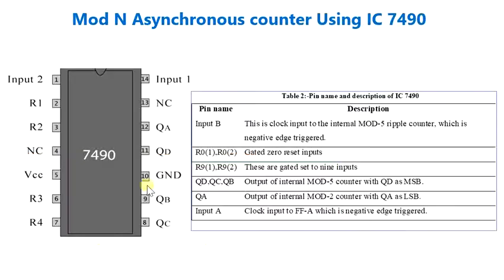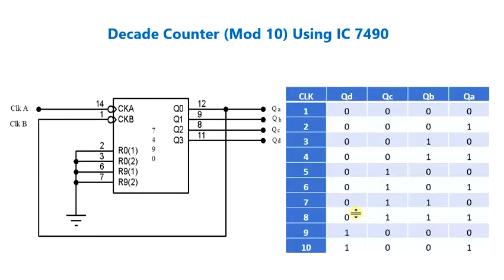The same thing has been illustrated here in this particular description, and we have the reset pins and the outputs. If you want to obtain a mod 5 counter, you need to make use of QD, QC and QB, whereas for a mod 2 counter you need to make use of QA, wherein QA itself is the LSB, whereas for mod 5 QD will be the MSB. So let us check out how to use this particular IC to generate a decade counter, and we have various other counters that can also be obtained using this particular IC.